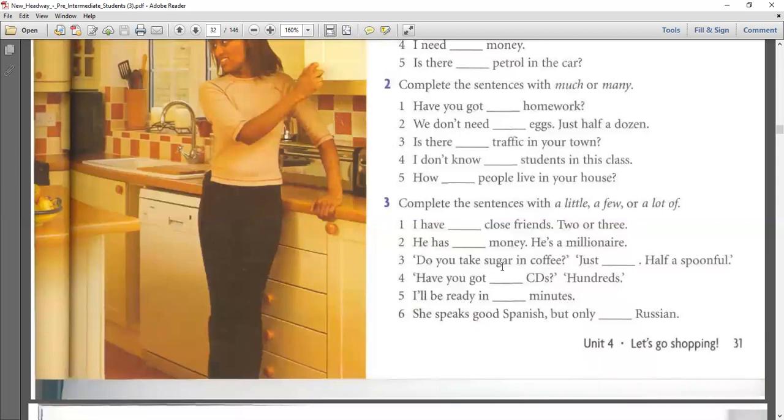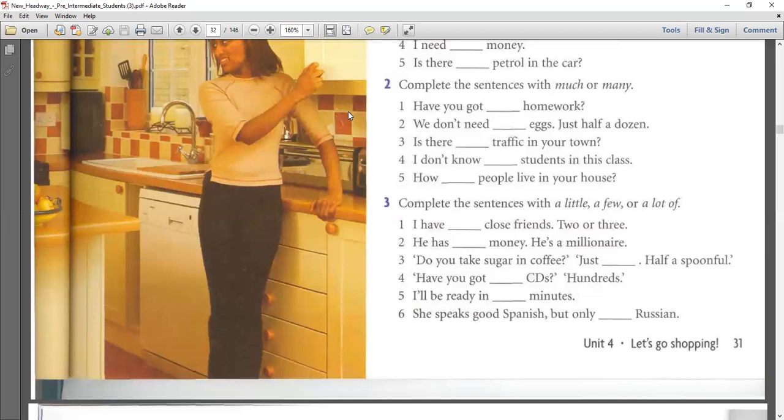Do you take sugar in coffee? Just a little, because we have sugar. Okay, just a little. Have a spoonful. Have you got a lot of CDs? Hundreds. I'll be ready in a few minutes. She speaks good Spanish, but only a little Russian. Okay, a little Russian. This is for this topic.